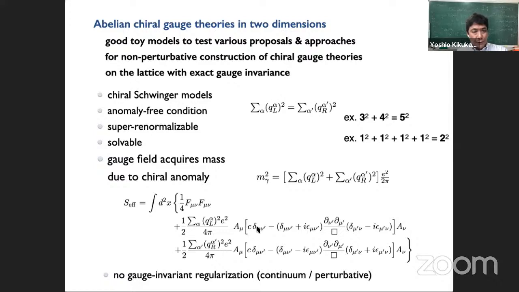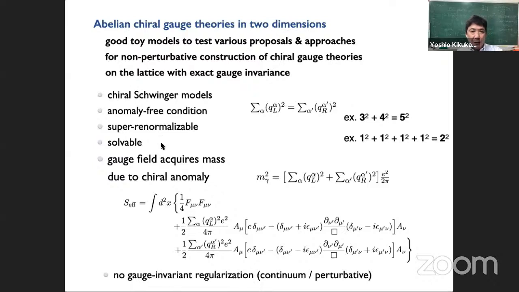This term is a regularization dependent term, and if C is unity, the effective action is gauge invariant. Because of this structure of the one-loop correction due to the Weyl fermions, this is a non-local contribution to the two-point functions, and it gives rise to a mass to the abelian gauge field in a gauge invariant manner. Okay. So in this way, this is a solvable, super-renormalizable theory.